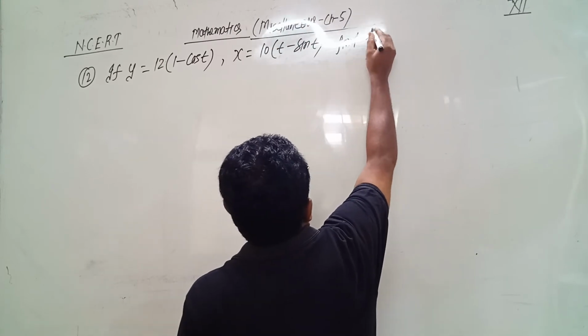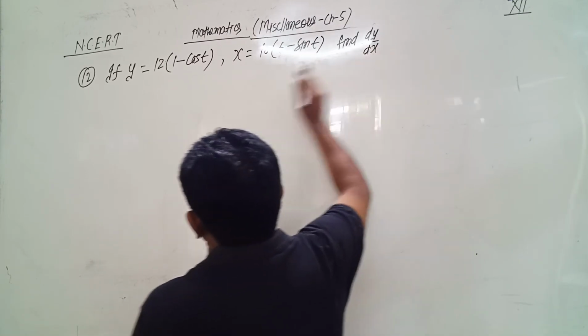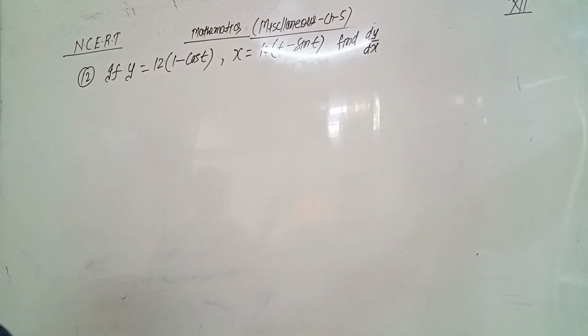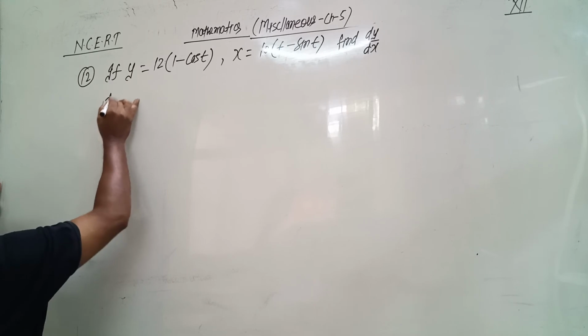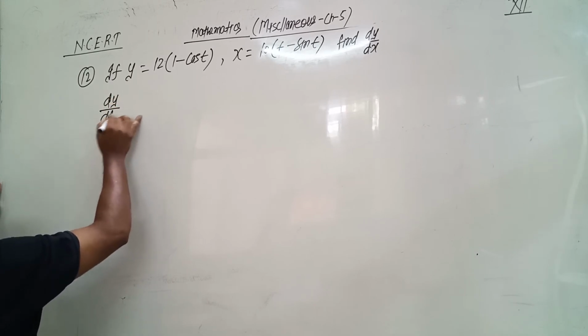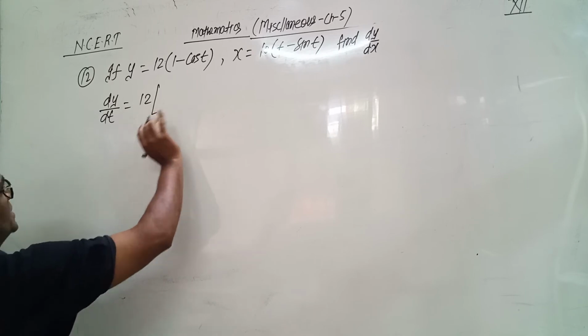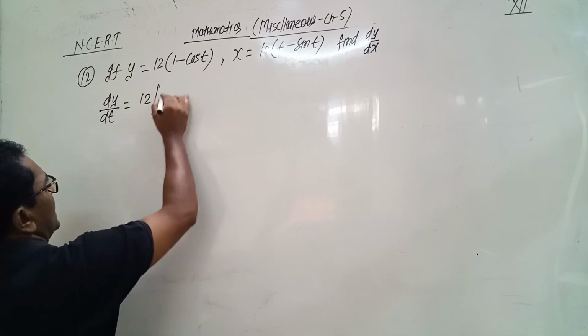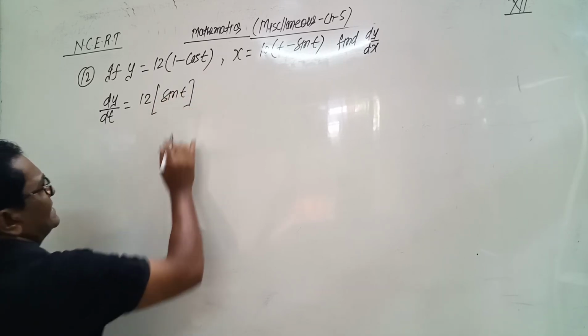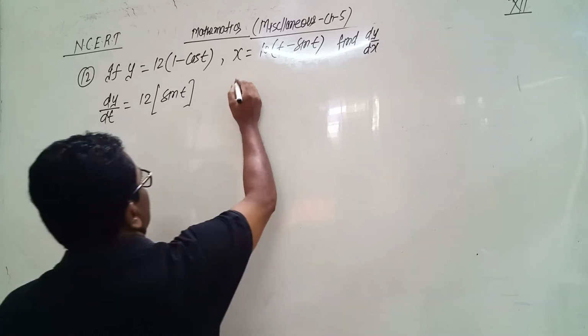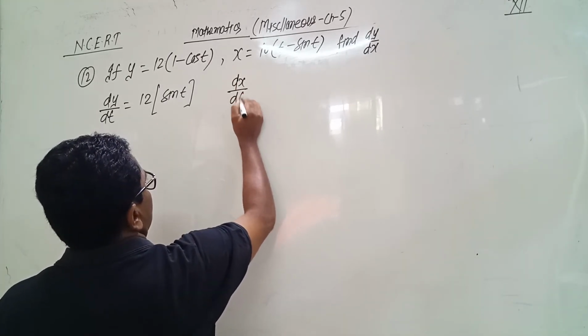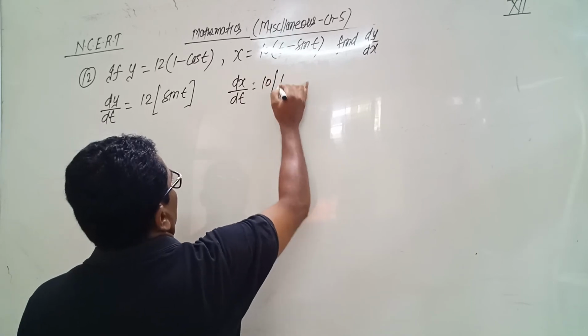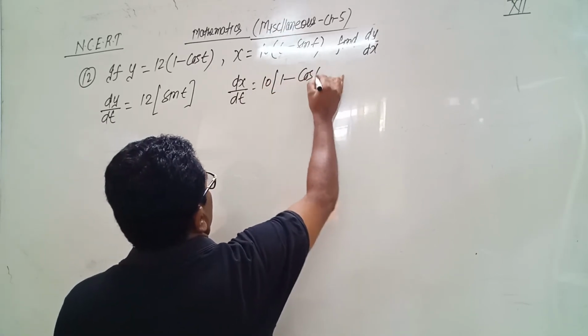This is the parametric form. So from this term we will find dy by dt, and from the next we will find dx by dt, then we calculate dy by dx. Firstly we will find dy by dt, differentiation of y with respect to t. 12 is the constant term, differentiation of 1 is 0, and the differentiation of cos t is minus sin t. So it becomes 12 sin t. Then we find dx by dt. So dx by dt is 10, as differentiation of t is 1 and differentiation of sin t is cos t.